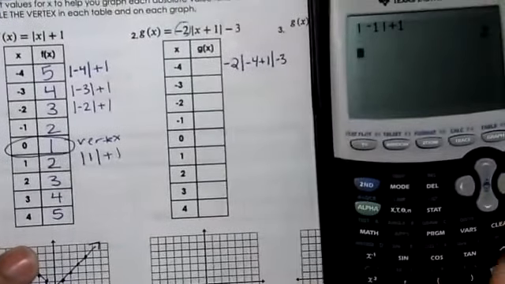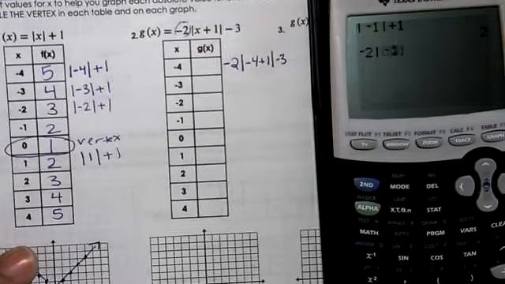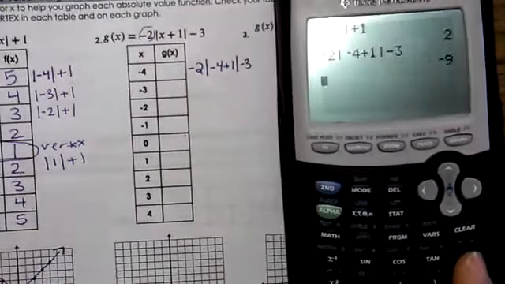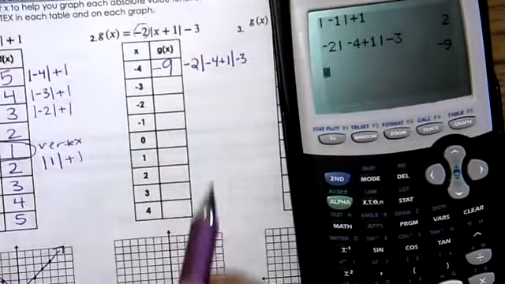So I'll just use a calculator here: -2, then we need those absolute value bars, -4 plus 1, come out of the bars, and then a -3. So that is a lot to type out each time. So it comes out to -9. That's what goes in here. And then you would do the same thing for all the rest.